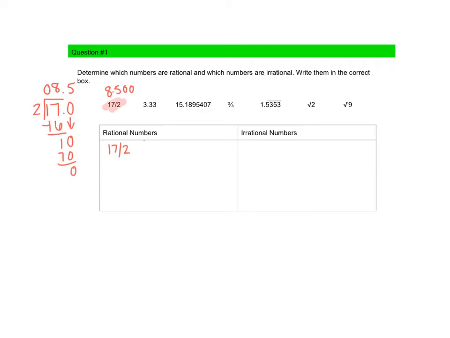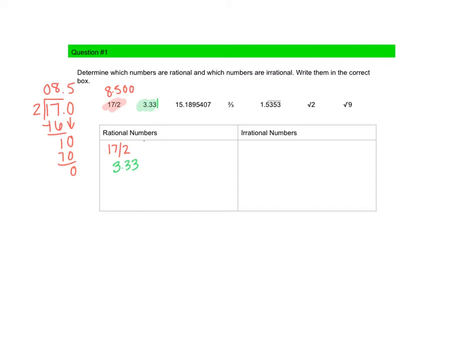Next, we have 3.33. 3.33 is just completely full of 3's, right? But there is no repeating sign, which tells me this decimal ends right here, okay? And if it ends, then it is predictable and it is not irrational. So this is a rational number.